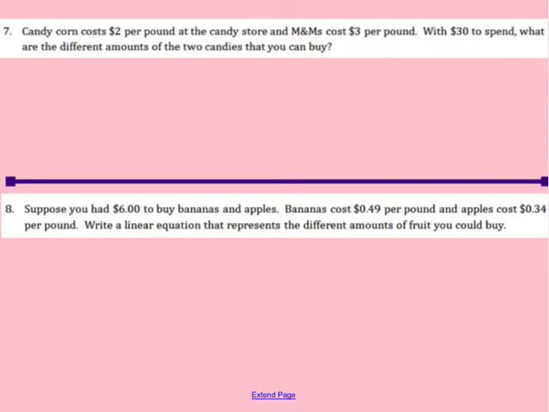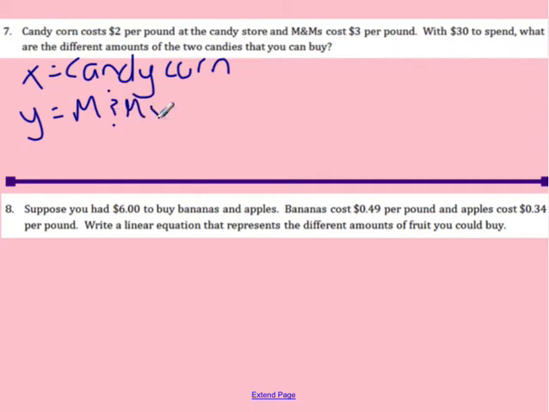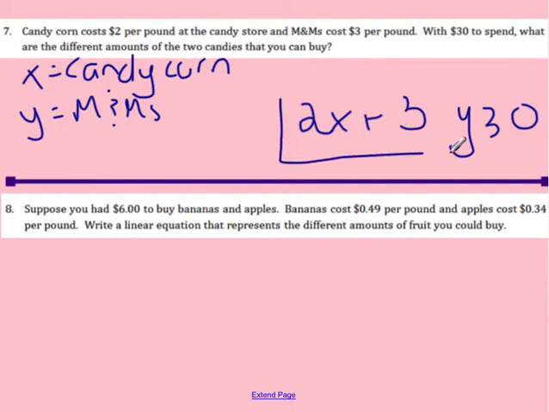Candy corn costs $2 per pound, M&M costs $3 per pound. So what I'm going to do is I'm going to let X represent candy corn. And I'm going to let Y represent M&Ms. With $30 to spend, what are the different amounts of the two candies that you can buy? Okay, so we have $30 to spend. For every X pound of candy corn, it's going to be $2. For every Y pound of M&Ms, it's going to be $3. And this right here, you should have an equal sign there, is your setup for number 7.